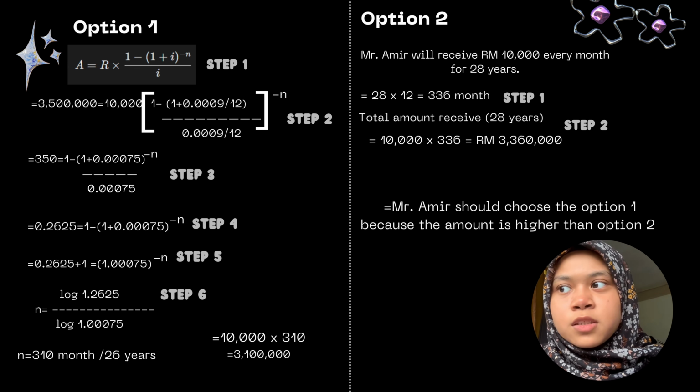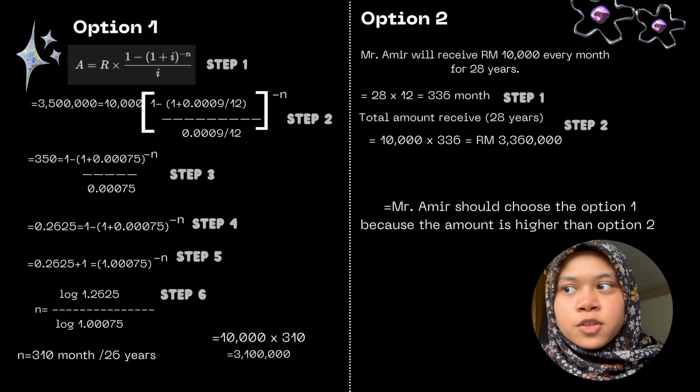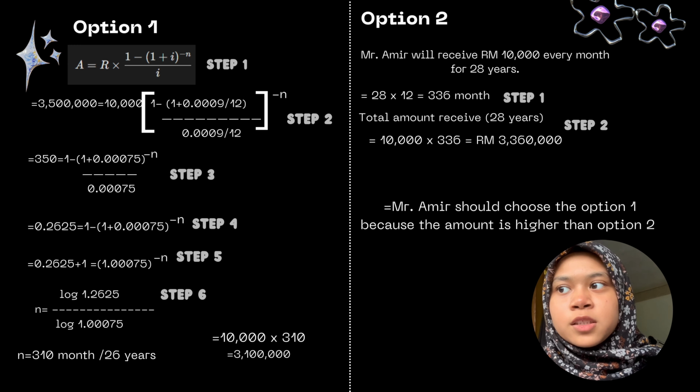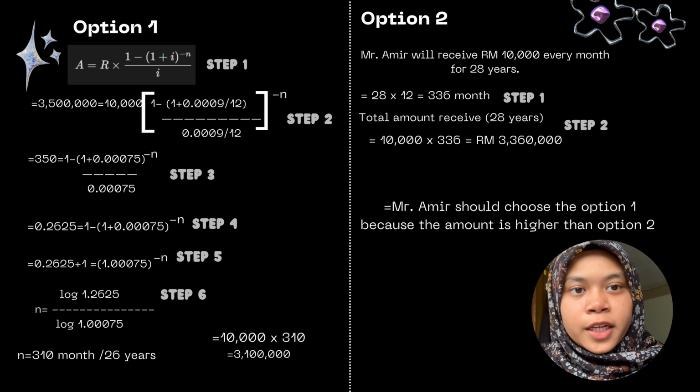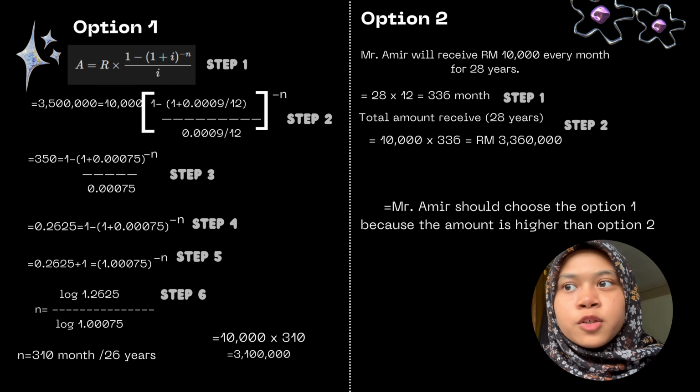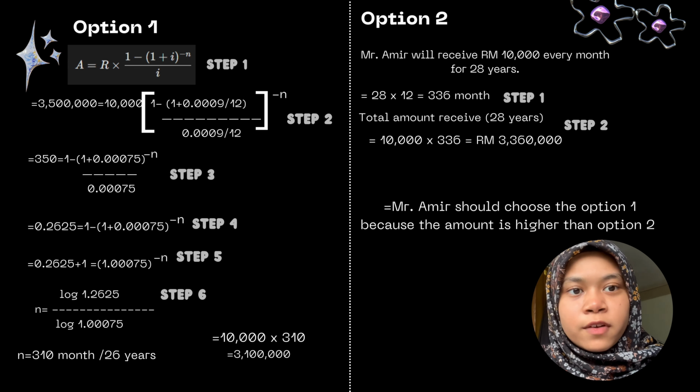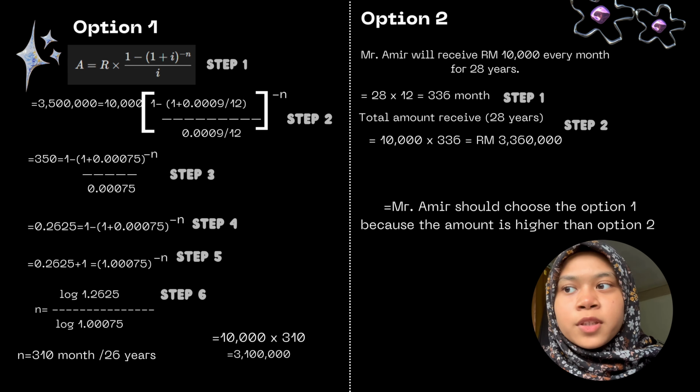So step 5 is 0.2625 plus 1 equals 1.00075 to the power of negative n. Step 6 is we need to find the n. How we find the n is using a log formula. So log 1.2625 over log 1.00075. And the answer for n is 310 months or 26 years.